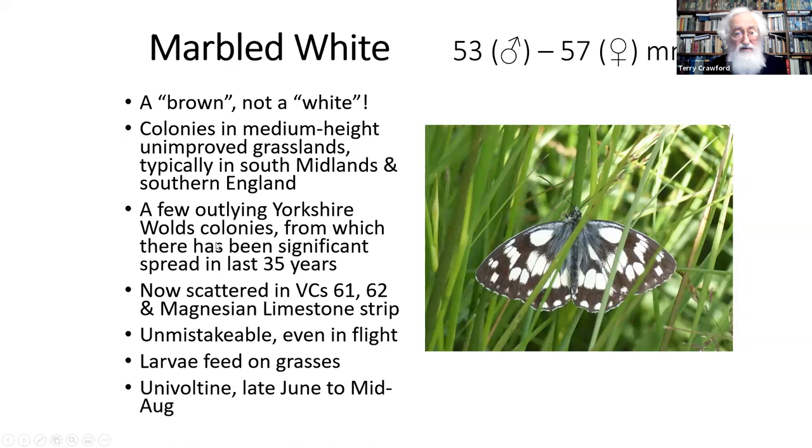You can't mistake the marbled white for anything else, even when it's in flight. An amazing thing about the marbled white is that if it's dull, you won't see them. And then the sun comes out, and if you're in marbled white territory, suddenly they'll be there flying around. So it's a fairly short flight period from late June to beginning of August.